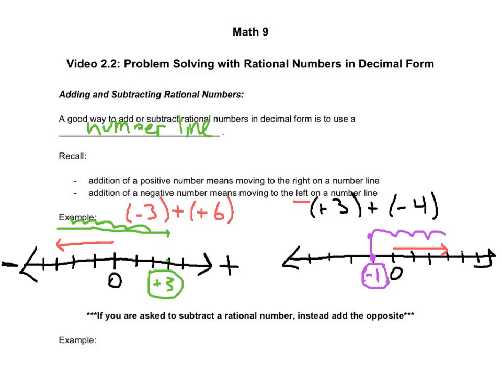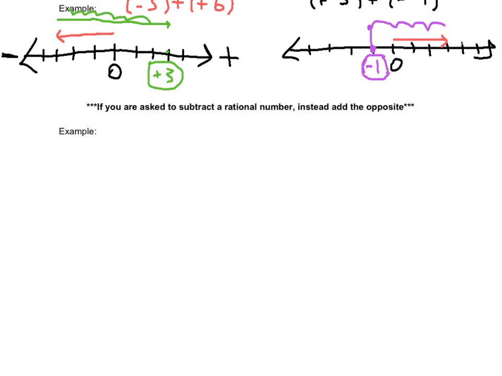Okay, so hopefully that's a little bit of review, but you see that that number line is very helpful, showing which way you're supposed to go. Now, if you are asked to subtract a rational number instead of adding, right, our previous examples always had us adding, whether it's positive or negative, sometimes you'll be asked to subtract a rational number.